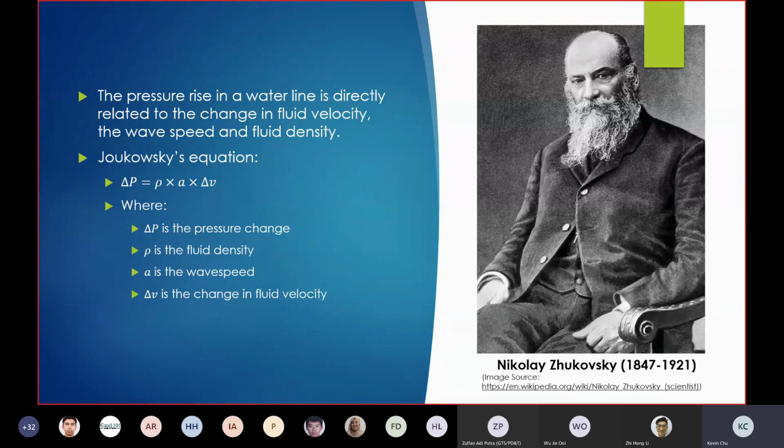This equation is also known as the instantaneous water hammer equation, as it can identify the maximum pressure when the valve is closed instantaneously. This equation is also very powerful as it allows us to estimate the maximum pressure surge during a liquid pressure surge event.